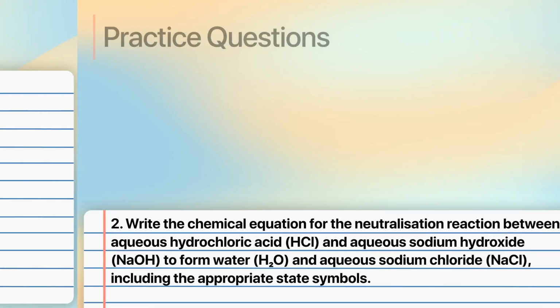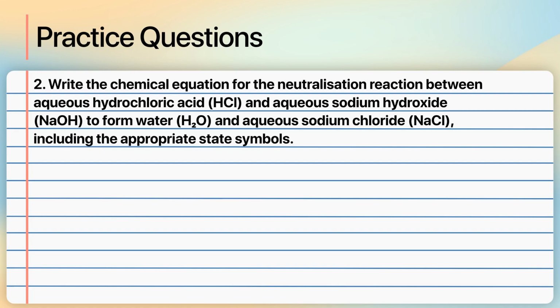Question 2. Write the chemical equation for the neutralization reaction between aqueous hydrochloric acid and aqueous sodium hydroxide to form water and aqueous sodium chloride, including the appropriate state symbols. The chemical equation is written here. Hydrochloric acid, HCl, and sodium hydroxide, NaOH, are both aqueous, indicated by aq. The product, sodium chloride, NaCl, is also in the aqueous state since it is soluble, and water, H2O, is in the liquid state, indicated by l.